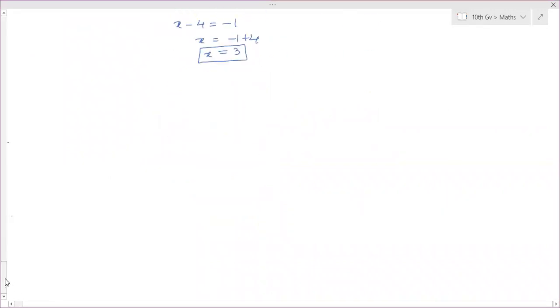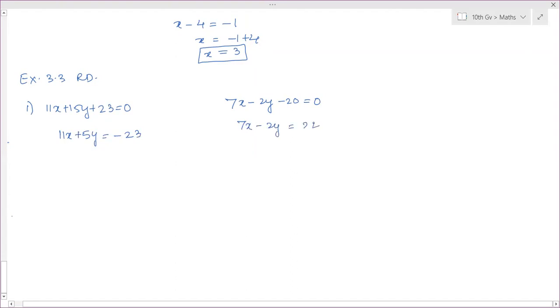So solve the next question, the first question of exercise 3.3, RD. First question, 11x plus 15y plus 23 is equal to 0. And the second one is 7x minus 2y minus 20 is equal to 0. Now in this, first the numbers you have to bring to the RHS. 11x plus 15y is equal to minus 23, and 7x minus 2y is equal to 20. Now check which is easier, 15 and 2. So the y coefficient we will make equal.